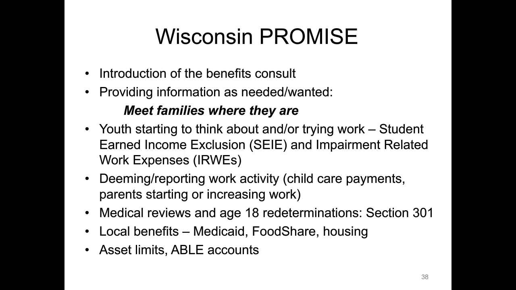So those have been big pieces and milestones for Promise youth, where it's important to talk to a benefits specialist. And like I said, the local pieces, Medicaid, food share, housing. And then as people are working, building on their assets, talking about the possibility of ABLE accounts, those different pieces. So again, meeting families where they're at, not throwing all this at them at once, but seeing where the family is at and working with them where they want to go. If they want more information, yeah, give it to them, but don't try to overwhelm them and provide all of it at once.